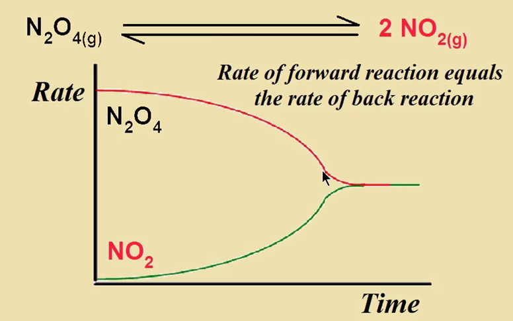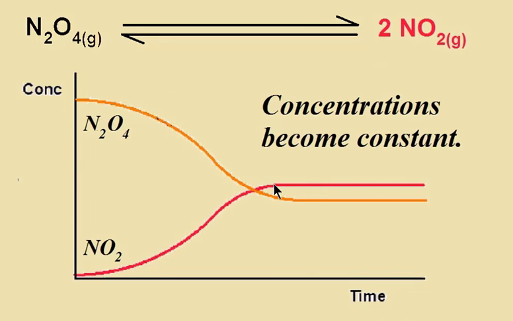But we eventually reach a point where the rate of the forward reaction, N2O4 into NO2, is equal to the rate of the back reaction, NO2 back into N2O4. So when the rates of the two competing reactions become equal, the concentration of each chemical no longer changes. We've reached a state of dynamic equilibrium. We're using up one chemical in one reaction as quickly as that chemical is being reproduced in the other competing reaction.